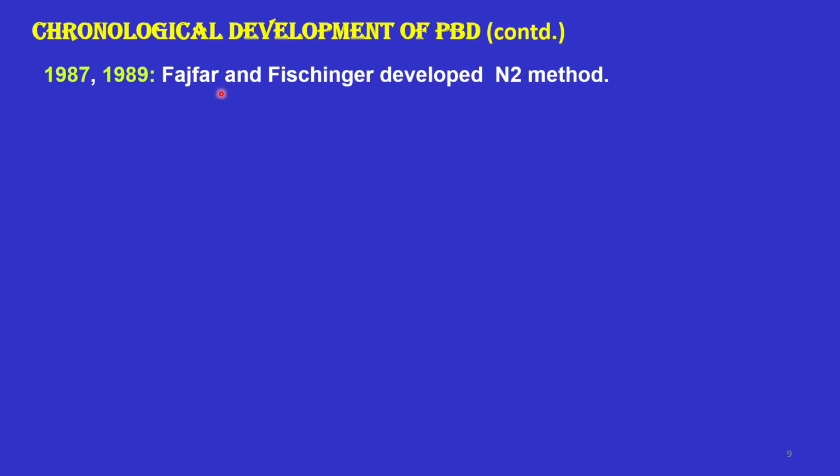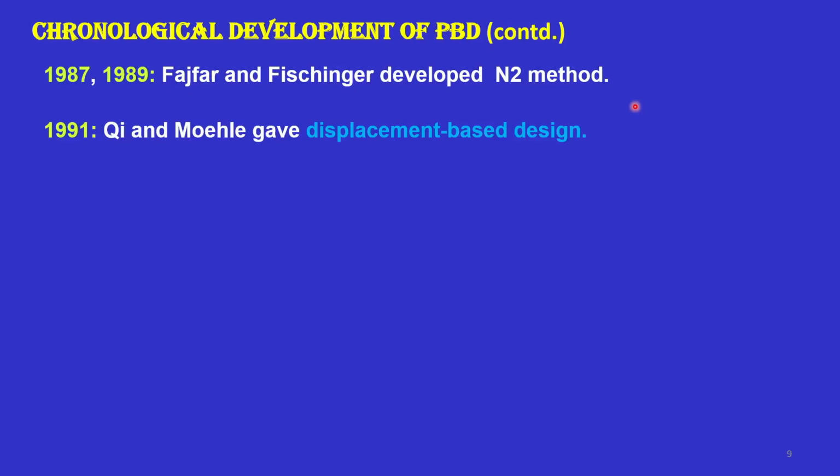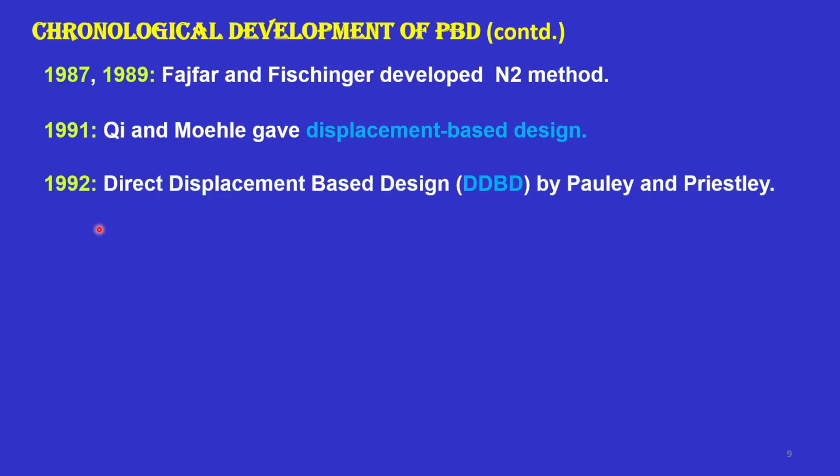1987-89, Fajfar and Fischinger developed the N2 method. This is similar to your capacity spectrum method but in the initial stage. 1991, Kai and Noel gave the displacement based design. So here entered the displacement instead of the force. 1992, direct displacement based design, which is very famous till date, was given by Pole and Priestley.